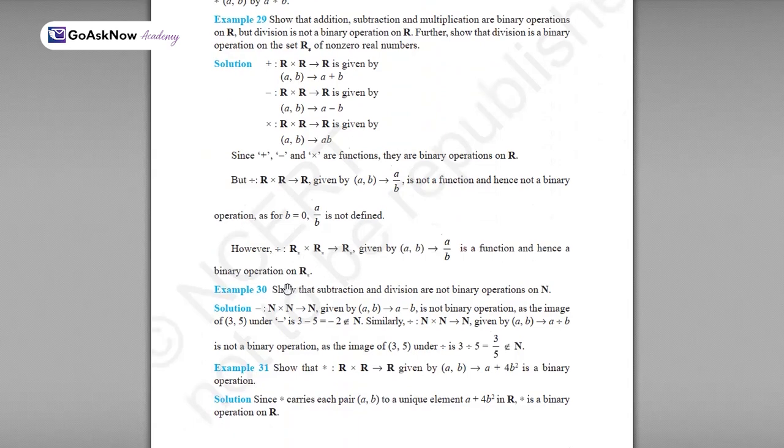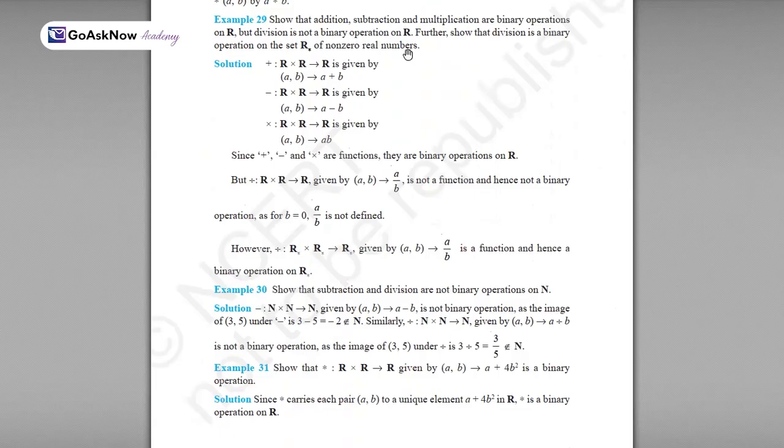And here example 30 is given: show that subtraction and division are not binary operations on natural numbers. Okay, so if you have subtraction for natural numbers, then a minus b is not a binary operation, as the image of (3, 5) under minus will be 3 minus 5.